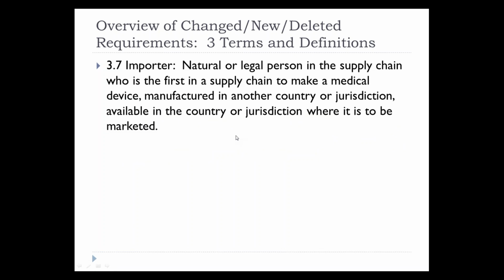An importer is another role, and it's the natural or legal person in the supply chain who is the first in the supply chain to make a medical device manufactured in another country or jurisdiction available in the country or jurisdiction where it's being marketed.